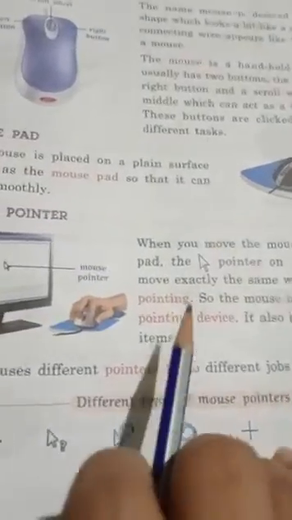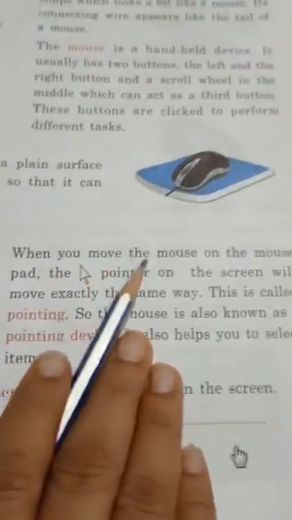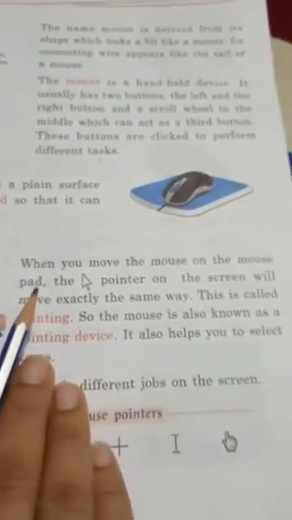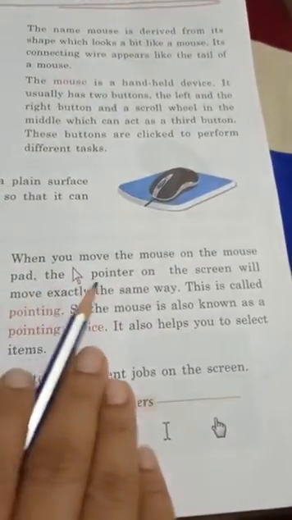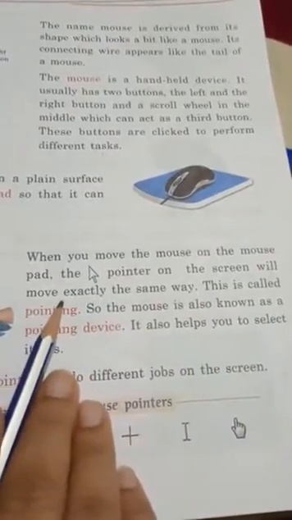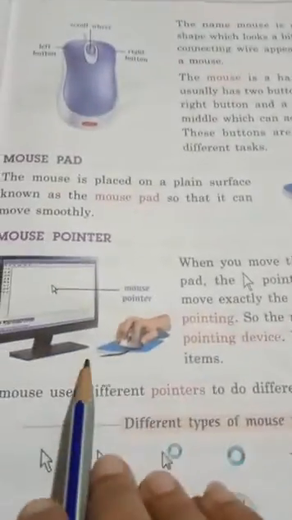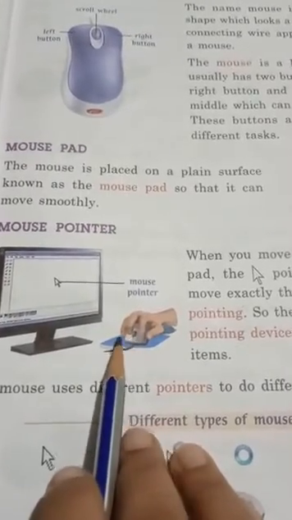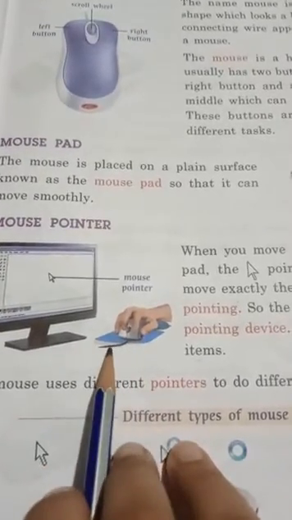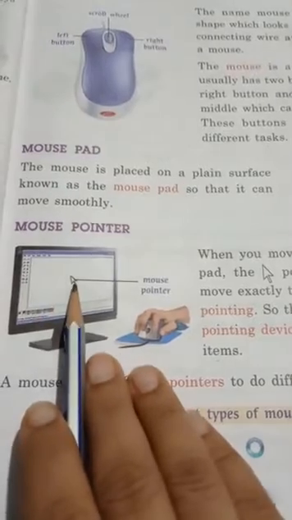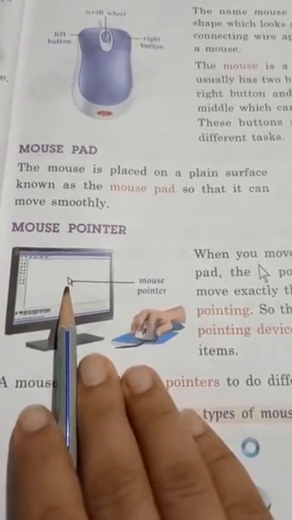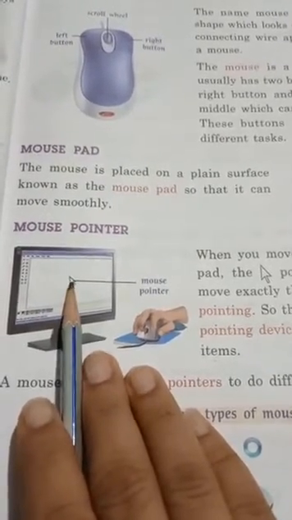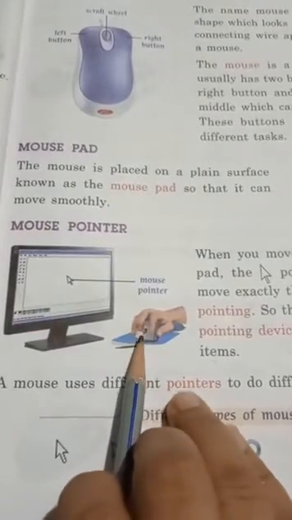Students, now I am going to explain this. When you move the mouse on the mouse pad, the pointer on the screen will move exactly the same way. You can see this mouse. When you move this mouse here on this mouse pad, your mouse pointer on the screen moves exactly in the same way as you move your mouse.